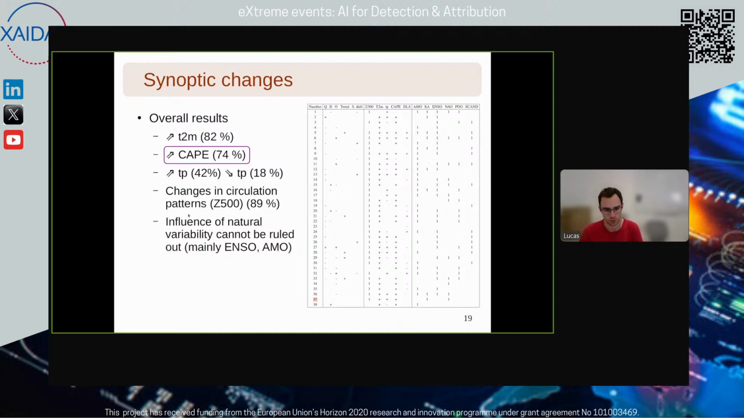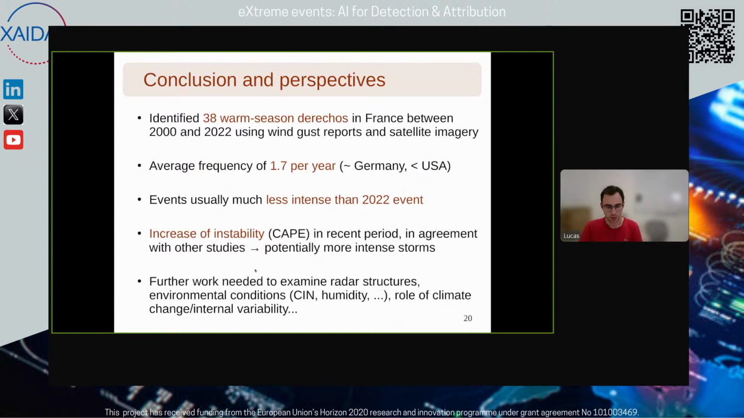And it is all the more true because we cannot exclude influence of natural variability, mainly from ENSO and AMO, by comparing the distribution of the synthesis in the two periods. So to conclude, we have identified 38 warm season derechos in France in a 23 years period using wind gust reports and satellite imagery. The average frequency at the national scale is about 1.7 per year.